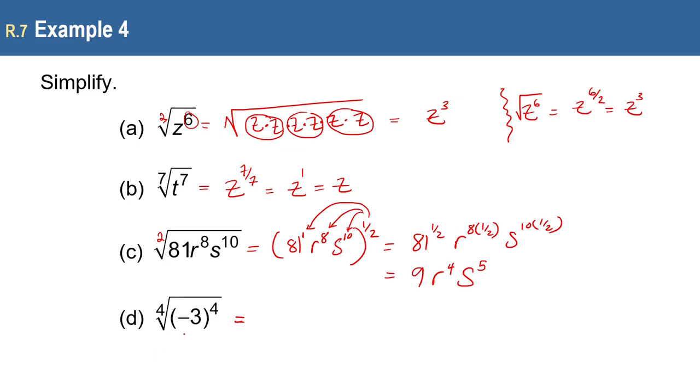Now be careful, part D. Part D is not going to be a no real solution case because this negative 3 is raised to the 4th, so the inside is actually positive. So we can take the 4th root of a positive number. Negative 3 to the 4th power is positive 81. This is equivalent to the 4th root of 81. I can rewrite that as 81 raised to the 1/4. Just enter that in our calculators, and our solution is 3.